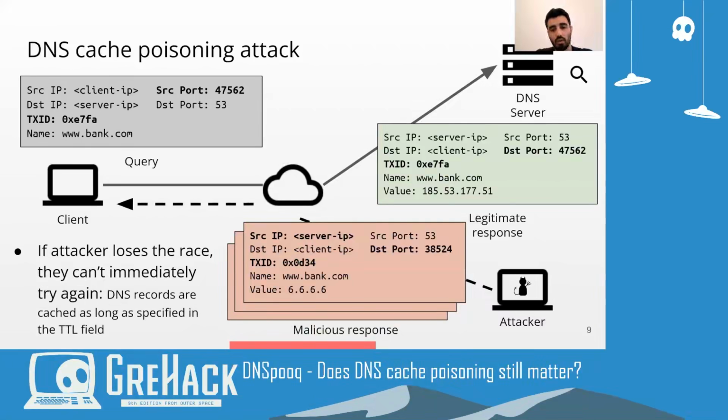Because the attacker needs to guess the destination port and the transaction ID right, and each of them is 16-bit, this gives each query 32 bits of entropy, which is enough entropy to render this attack infeasible in the naive brute force case.